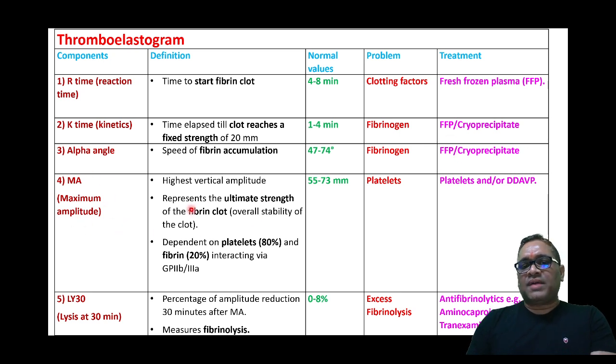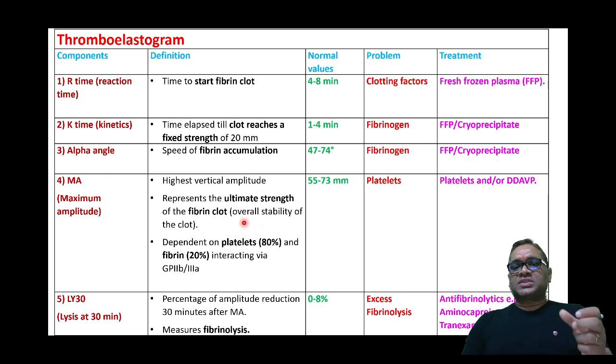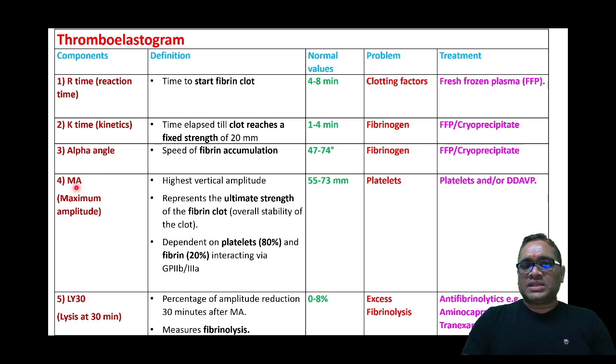Maximum amplitude, as I have told you, is the maximum clot strength because of the platelet interaction. So always remember, maximum amplitude is with the platelet disorder. So what you have to give? Platelet or desmopressin. And lysis 30 is for excess fibrinolysis, and you have to give antifibrinolytics like aminocaproic acid or tranexamic acid. So now you understand all these 5 parameters of the thromboelastogram, and whenever you have any defect, what kind of treatment you have to choose, you will be asked in your exam, and you have to perform in your life also when you are dealing with the patient, right?